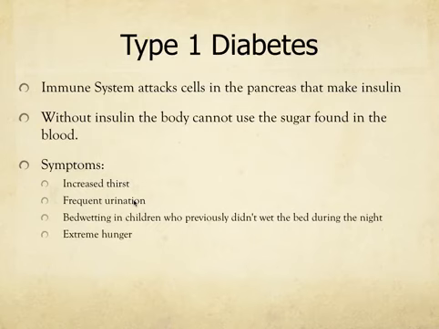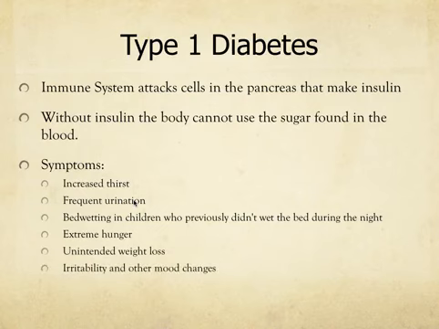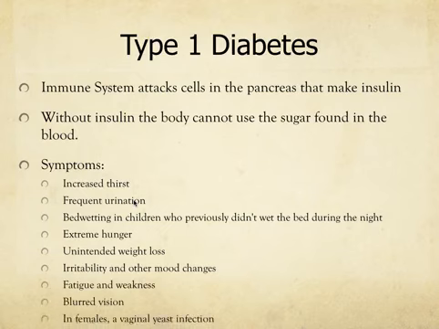Naturally, the cells are being starved, so the brain gets that signal, so it interprets it as people being very hungry. There's weight loss, and you know what it's like when you're hungry: irritable, mood changes. You're going to be tired, and then it can even lead to blurred vision, and even yeast infections in females.